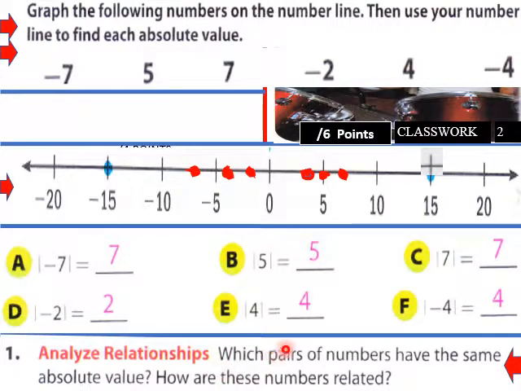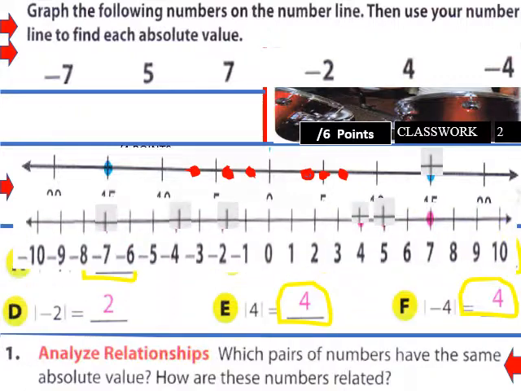Which pairs of numbers have the same absolute value? How are these numbers related, students? So which numbers have the same absolute value? Well, I'll let you answer that. Oh, wait a minute, 7 and -7, they have the same absolute value. And then 4 and -4 have the same absolute value.